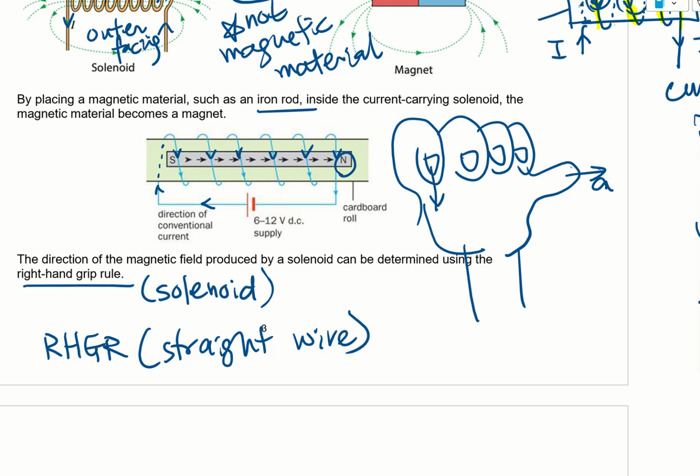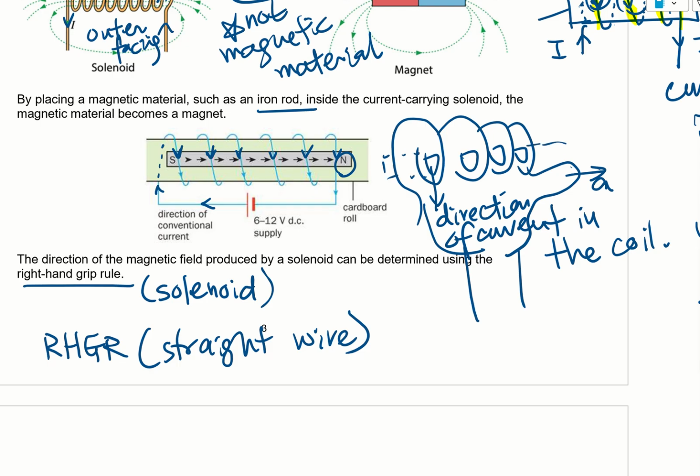The fingers represent the direction of current in the coil. So with this direction of current, I need to grip an iron rod, an object between here, so that it looks like this. So it is downward facing, and my thumb will be pointing to the right. So this right side will then be a north pole, and this left side will be a south pole. So this is how you use your right hand grip rule.